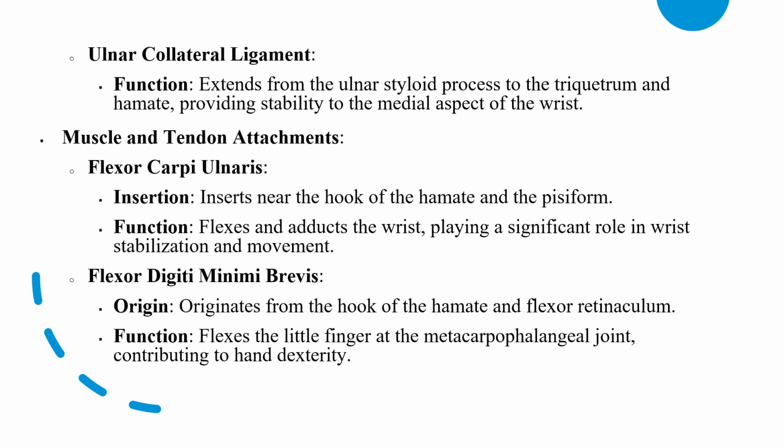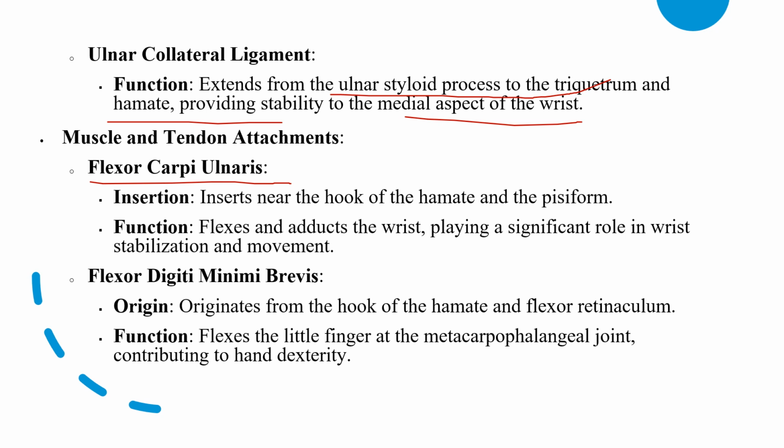There is another ligament, that is the ulnar collateral ligament. It extends from the ulnar styloid process to the triquetrum and the hamate, providing stability to the medial aspect of the wrist. The muscle and tendon attached to the hamate is the flexor carpi ulnaris. It inserts near the hook or the anterior surface of the hamate, near the hook of the hamate and the pisiform, and its function is to flex and adduct the wrist, playing a significant role in wrist stabilization and movement.